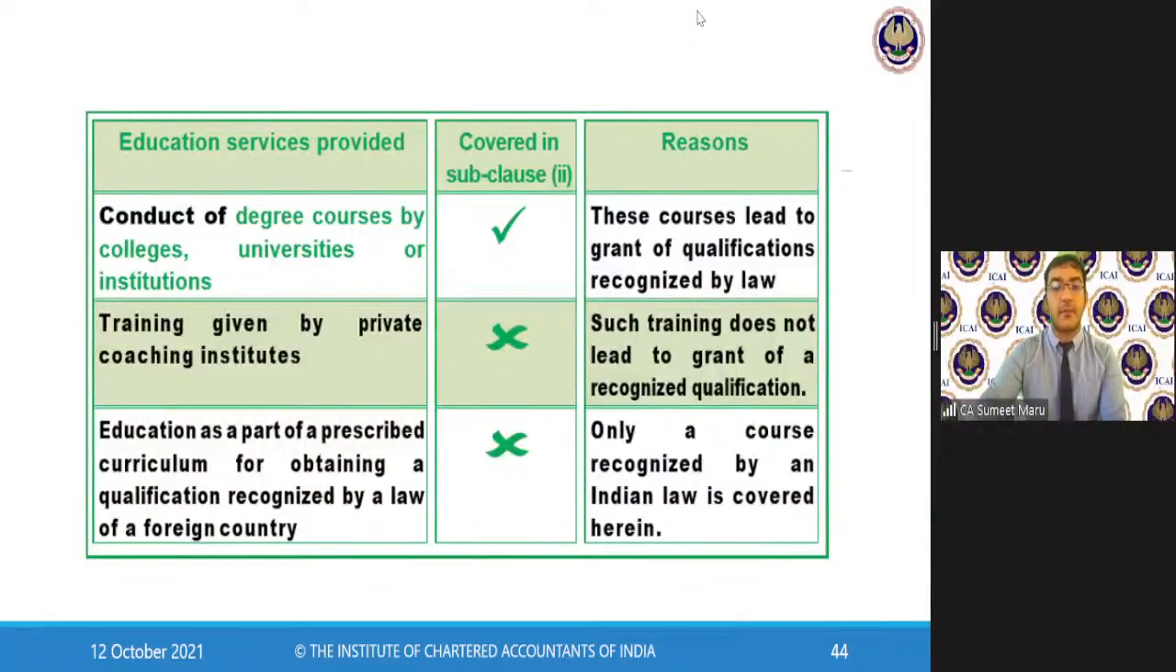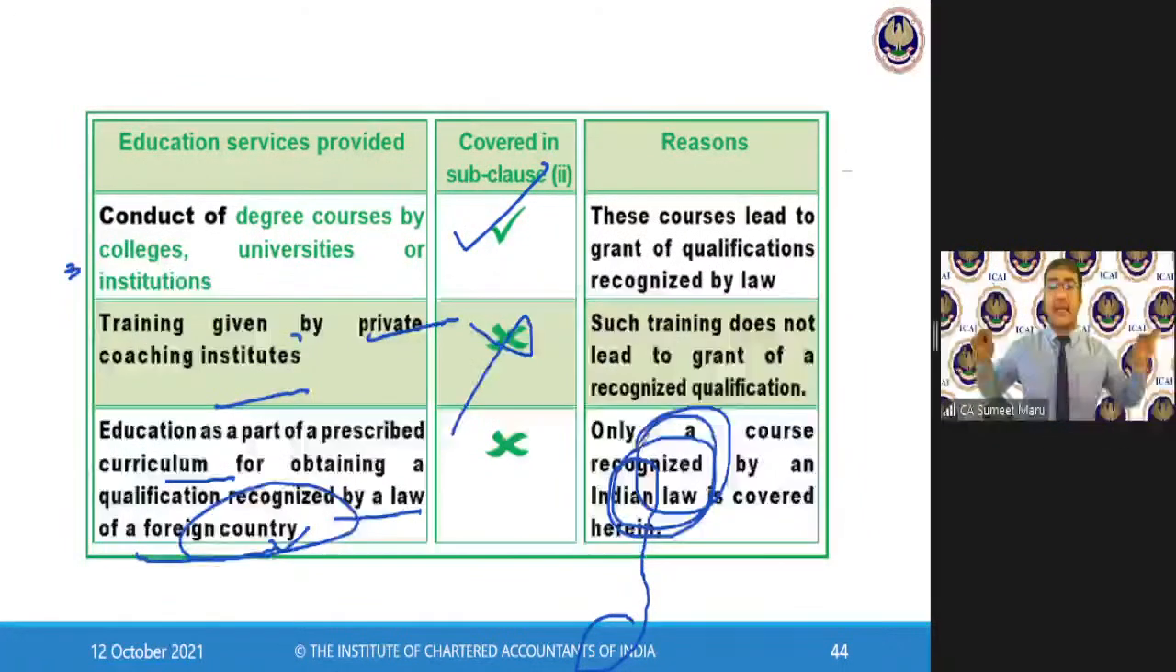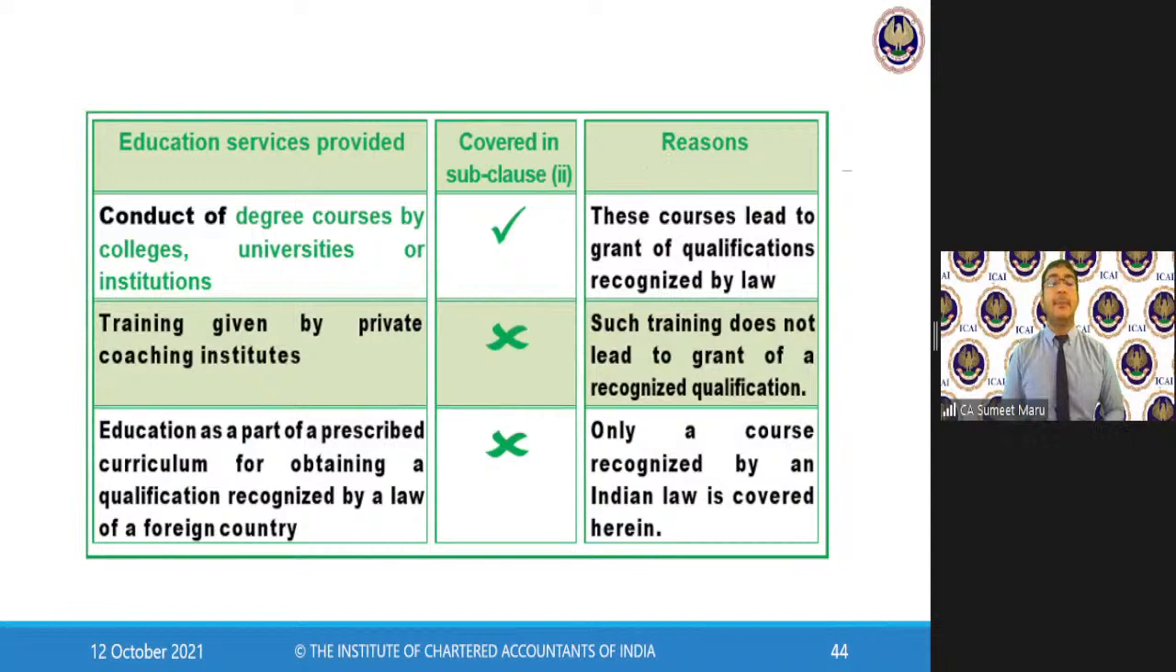Next, now see, conduct of degree courses by colleges, universities or institutions. It is an education institution as it is recognized by law. Training given by a private coaching institution. No, it is not an education institution because private coaching institutions are not recognized by any law, neither pre-primary school nor the HSC, neither approved vocational courses. Education as a part of prescribed curriculum for obtaining a qualification recognized by the law of a foreign country. Now see, of a foreign country, such an institution is not given education institution status in India because what they have specifically said is recognized by Indian law, which is currently in force. So any foreign institution is also not considered here as an educational institution and hence cannot claim the exemption here.